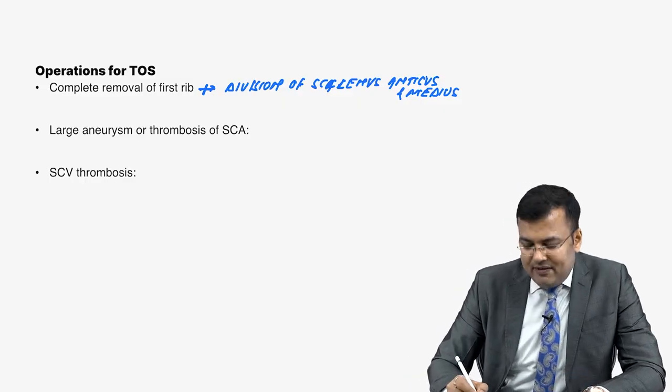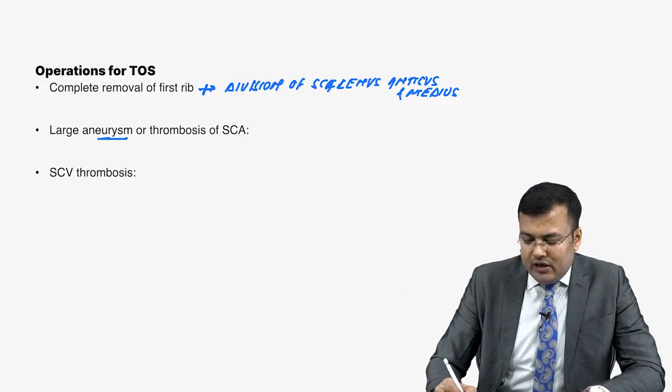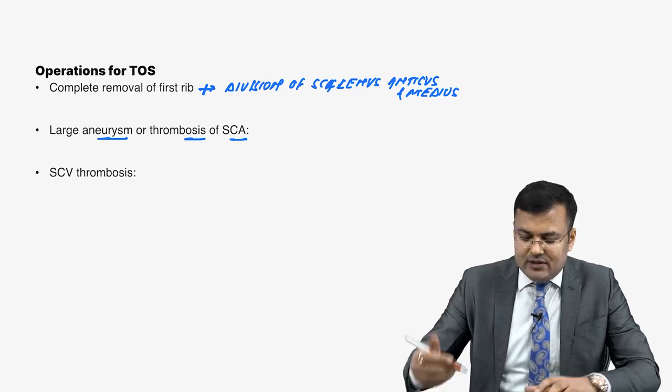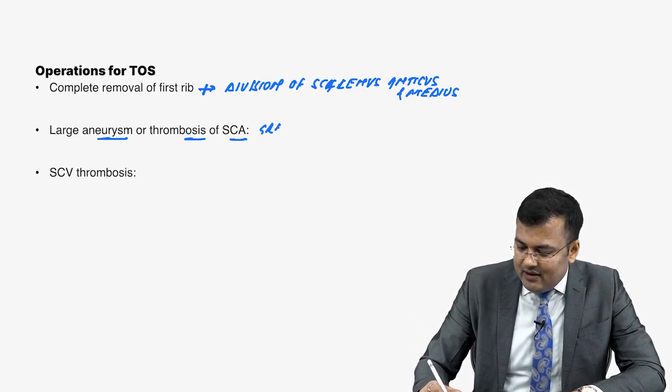Second, if a patient has a large aneurysm or there is thrombosis of the subclavian artery, in this case, we have to go for graft reconstruction. So the treatment is graft reconstruction.